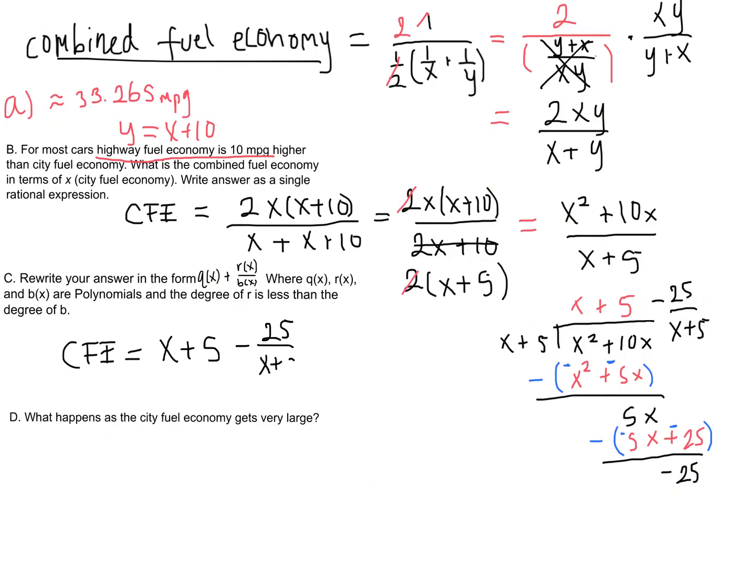And you'll notice, of course, that the degree of the remainder is less than the degree of the B of x, or the divisor. And this is actually a fairly simple equation. We've got x plus 5, and then notice that we just have this fairly simple rational expression being subtracted at the end. And this can be very helpful because think about what happens in D as the city fuel economy, x, gets very large. So go ahead and think about that. Write down your answer.